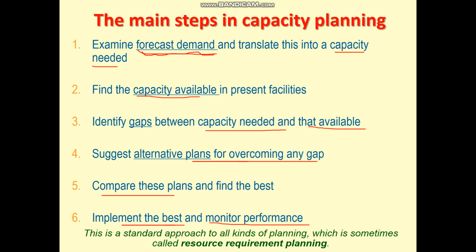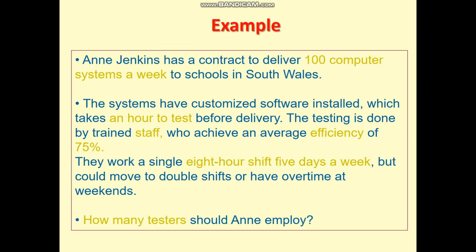And this one is the standard approach to all kinds of planning. We can call it resource requirement planning. Let's look at this example. The Amni Chankin company has a contract to deliver 100 computer systems a week to the schools in South Wales.